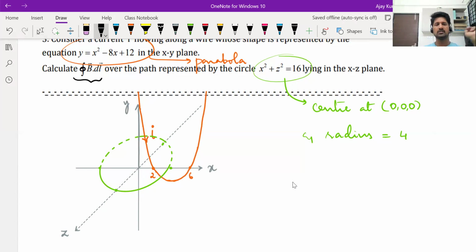According to Ampere's law, what is closed integral b dot dl equal to over any closed path? One of you just tell me the formula for Ampere's law. Rishi, any idea? Basic formula for Ampere's law.